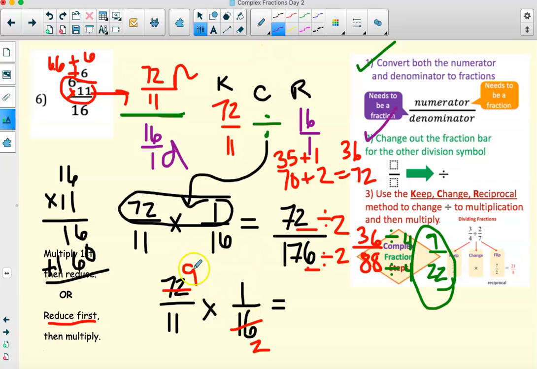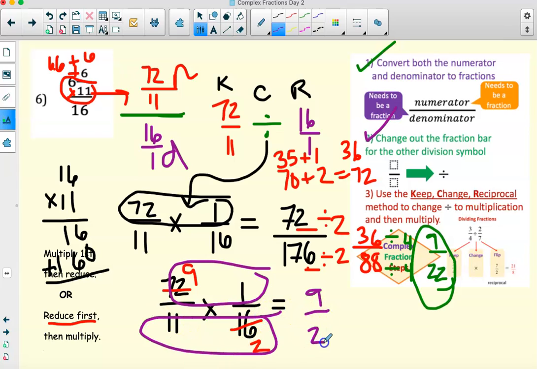And then you can't reduce that further, and you can't reduce 11 and 1 diagonally. So we go ahead and multiply across, and we get 9 over 22. So we get the same answer either way. Whatever method you prefer is fine with me.